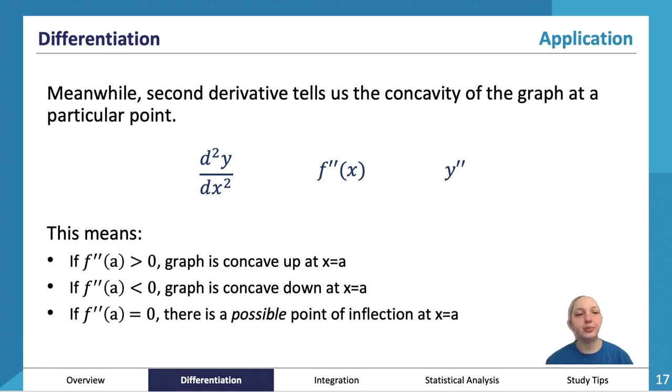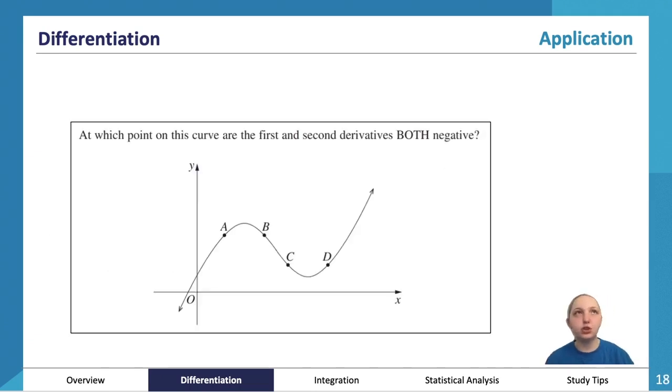Now I'm going to show you guys a practice question about how you might see this sort of thing come up. This one's actually a multiple choice question. At which point on this curve are the first and second derivatives both negative? I'm going to give you guys maybe a minute to think about this question, and then we will go through it together.